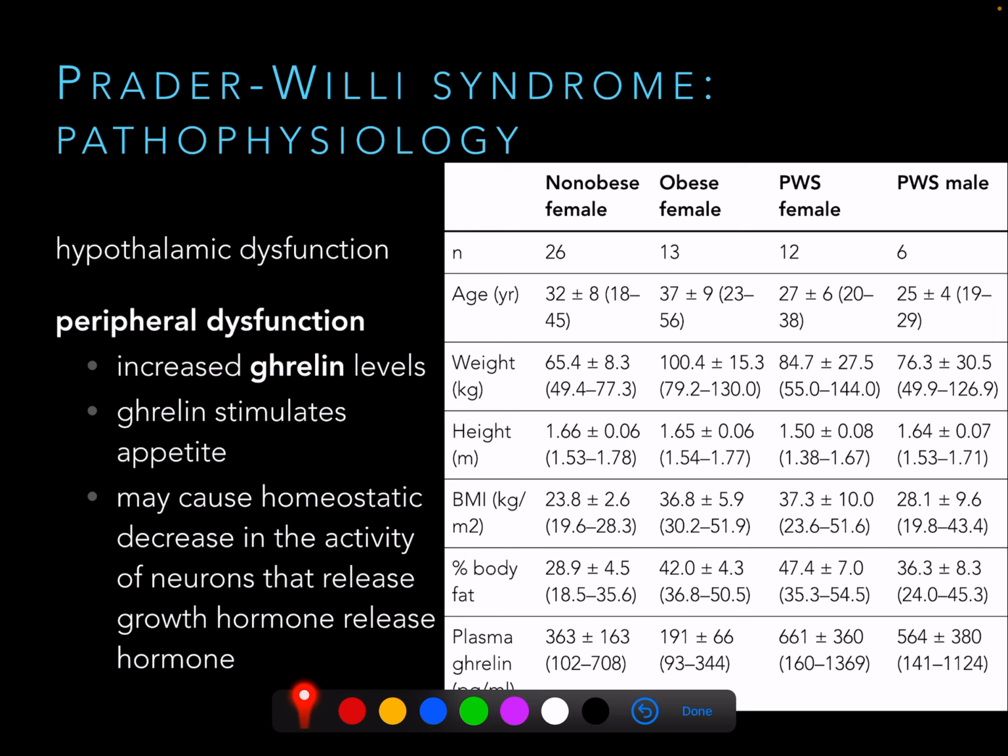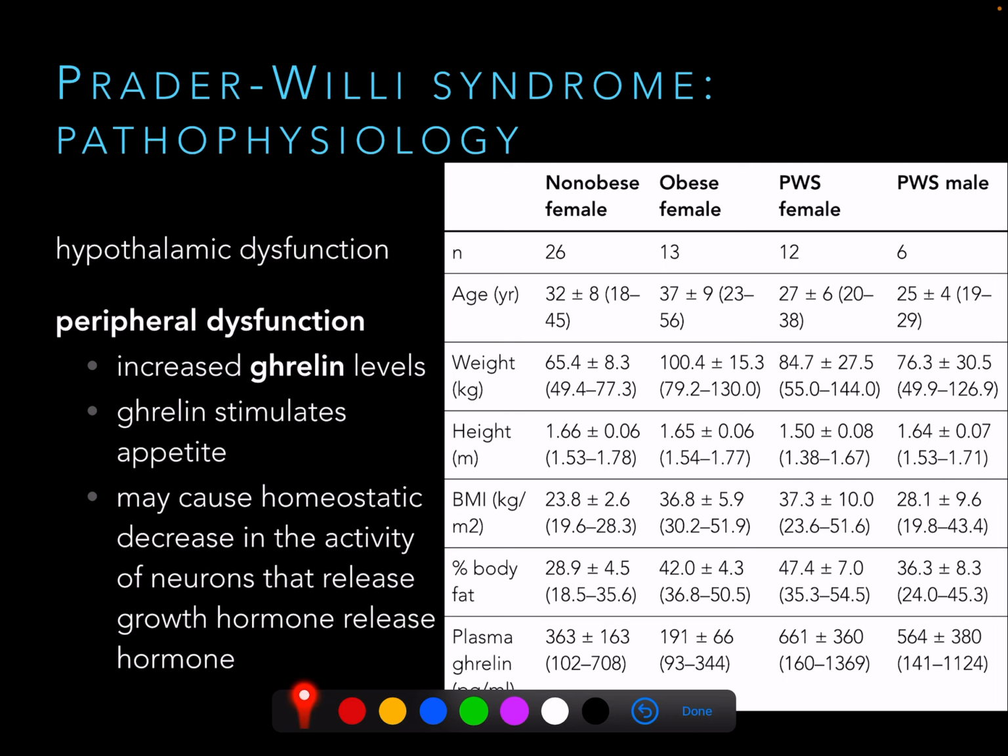Okay, here we got a table. We got 4 columns. So non-obese females, obese females. So the first 2, we're not dealing with Prader-Willi syndrome. We're just seeing how things change with obesity. And then we got Prader-Willi females and males. All right.